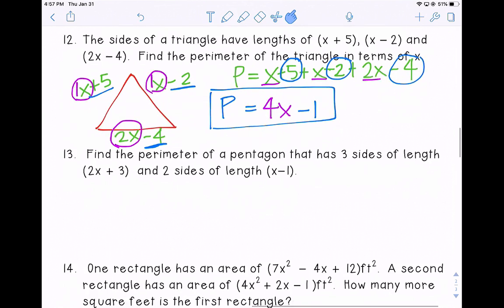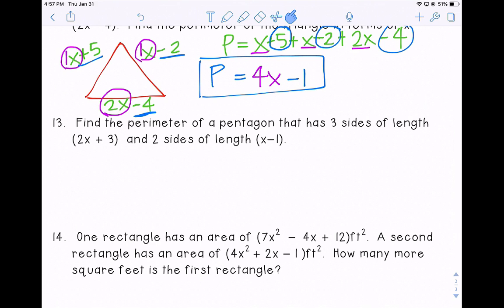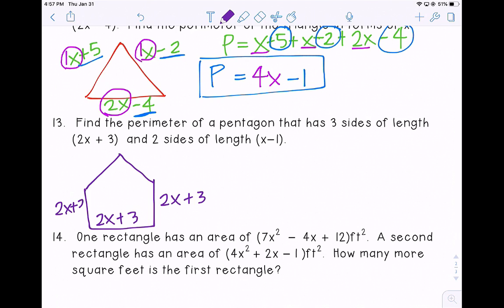All right, number 13, we have find the perimeter of a pentagon that has 3 sides of length 2x plus 3 and 2 sides of length x minus 1. There are a few different ways, but right now if we're just adding and subtracting, I would draw a pentagon. So a pentagon has 5 sides. They kind of told me that because they said I have 3 sides that are 2x plus 3. So I would label the 3 sides that are the same, 2x plus 3, 2x plus 3, 2x plus 3. And then I have 2 sides that are x minus 1. So the other two, x minus 1. Same problem, find the perimeter.